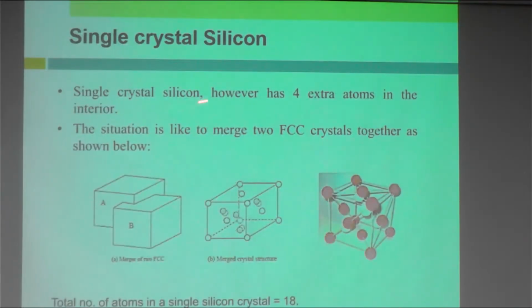So single crystal silicon, however, has 4 extra atoms in the interior. The situation is like a merge of FCC crystals together as shown here. So you have this kind of orientation of crystal where it shares at the middle. So it is a merged crystal structure. The total number of atoms in a single crystal is 18.